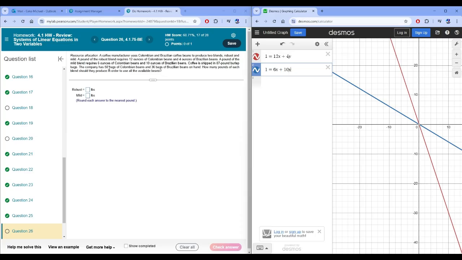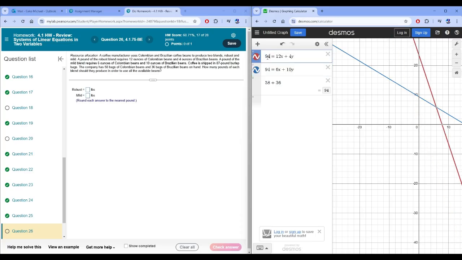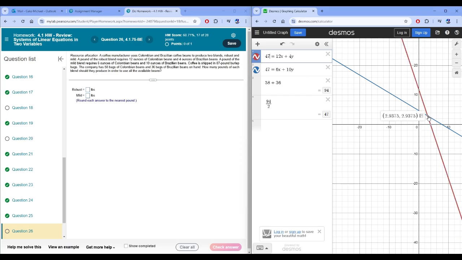Well, 58 plus 36. What's 58 plus 36? 94. What if I change this to 94? And if I change this to 94? Oh, what's half of 94? 94 divided by 2 is 47. So let's do 47. And let's do 47. How many pounds? Round each to the nearest pound. 3 and 3.